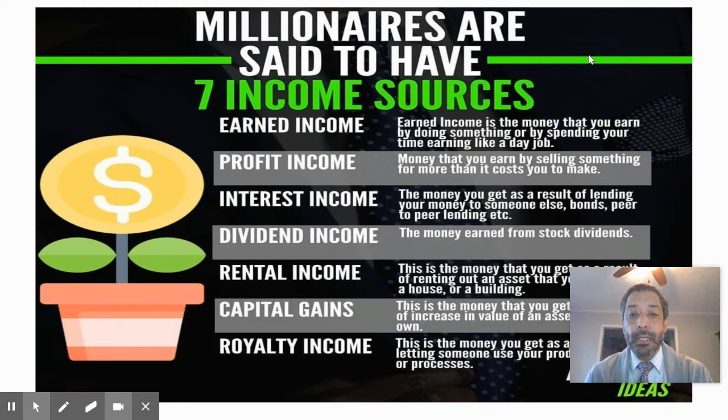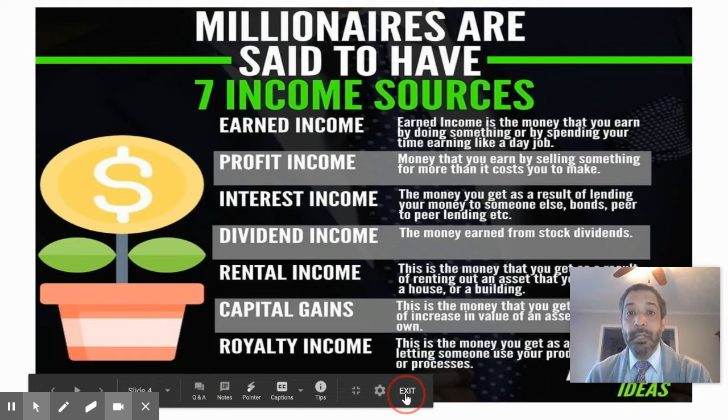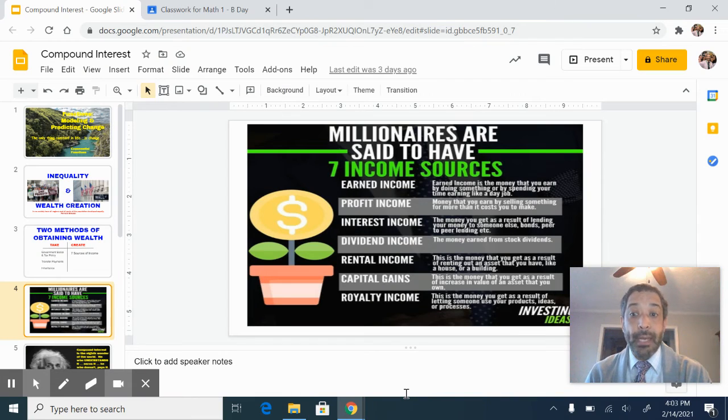But what we're going to start on today is what we call dividend income, which is the money earned from stock dividends. Stock dividends are very similar to compound interest in that when you earn dividends, you simply have them reinvested and they compound on each other. So that's one of the ways that you grow your money and obtain dividend income. In order to have dividend income, you have to invest in the stock market.